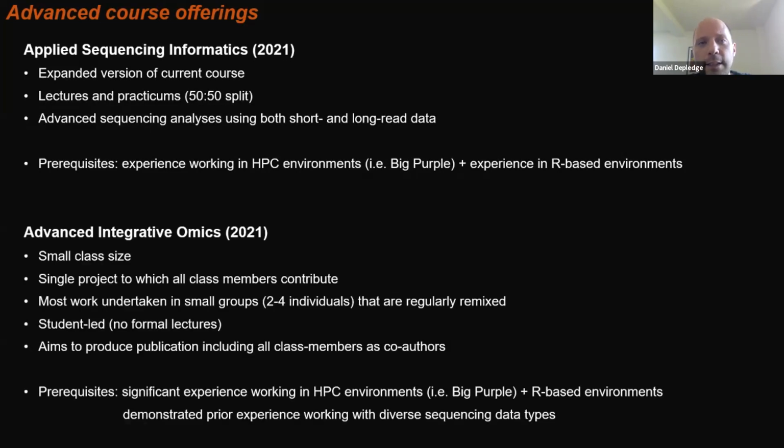The other course I run in conjunction with Kelly Ruggles is called Advanced Integrative Omics. This is a really fun course. We deliberately have a very small class size, and the idea is there's a single project to which all members are contributing. Most of the work gets undertaken in small groups, so you typically work with one or two other people, and we keep switching the groups around every few weeks.